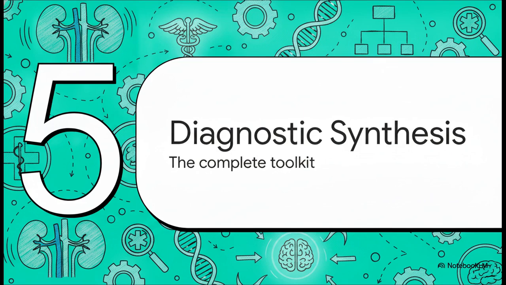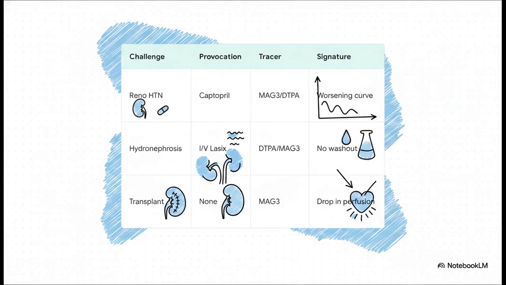And finally, Section 5, Master Diagnostic Synthesis. Bringing everything we've talked about together gives us this fantastic diagnostic cheat sheet. It perfectly links each specific clinical challenge with its unique provocation, the appropriate tracer, and the definitive diagnostic signature. For renovascular hypertension, our tool is captopril to look for a worsening curve. For a dilated kidney, we use IV Lasix to check for a failure to wash out. And for transplants, we use serial monitoring without provocation to watch out for dropping perfusion.